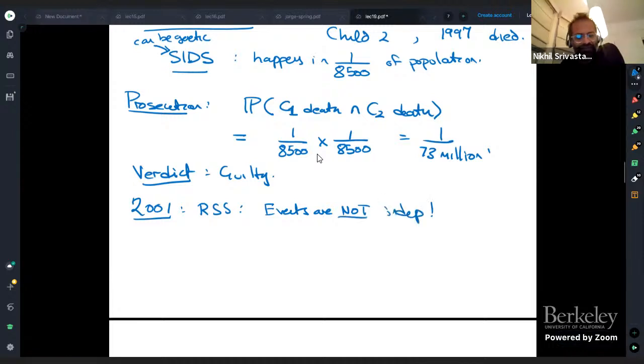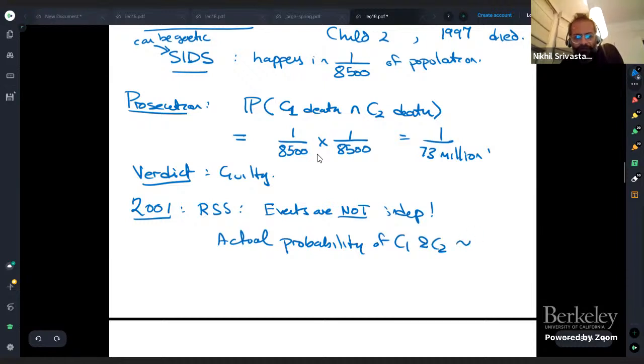And I don't know how they calculated what the conditional probabilities were, but ultimately they concluded that the probability of this happening to her was not that low at all. The probability of C1 and C2 is actually something much higher, like 1 in maybe tens of thousands. I don't know how they got these numbers, but let's just say it's much higher. And as a result, she was released from jail. It was a mistrial.